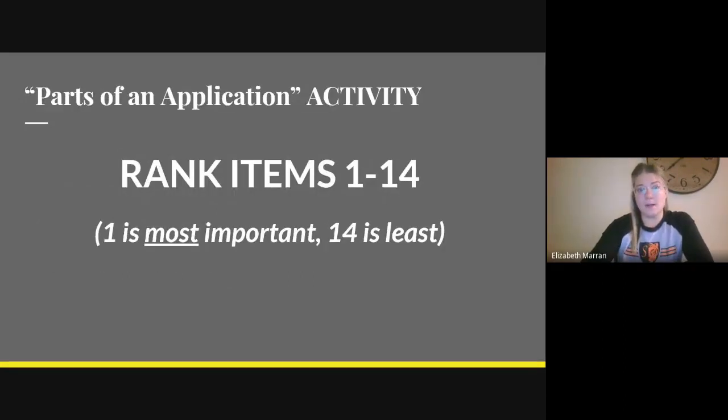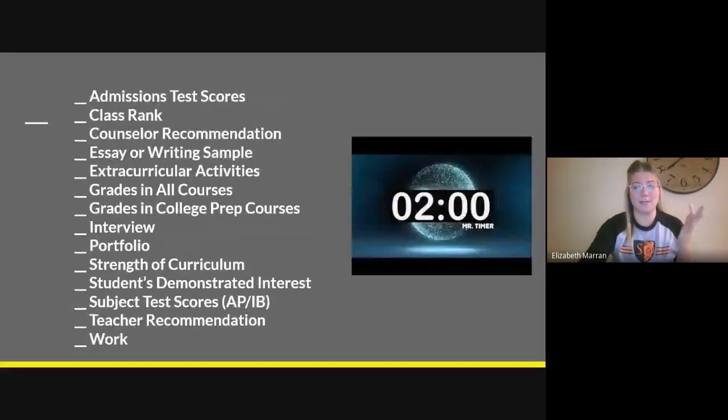First is the parts of an application activity. You are going to rank the following 14 items from 1 to 14 by which you think are least important to most important as far as a college essay. Okay, so 1 is the most important and 14 is the least. You will have 2 minutes. On your marks, get set, go.